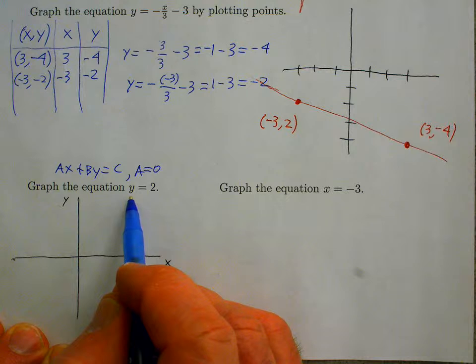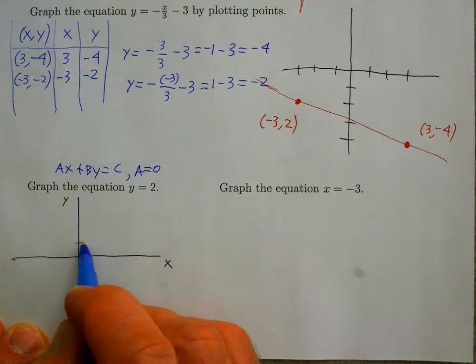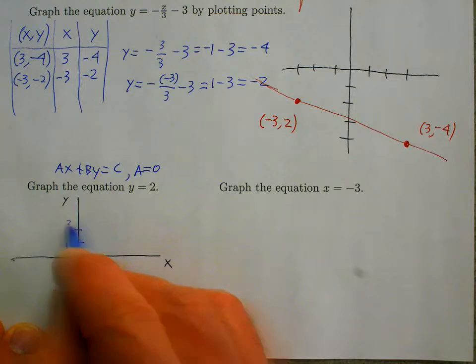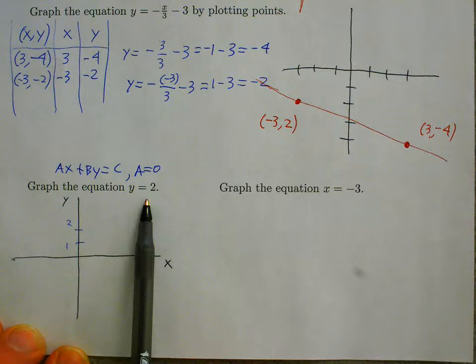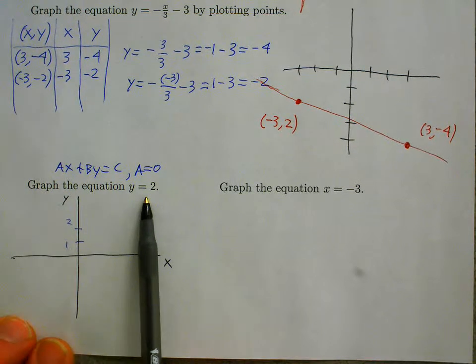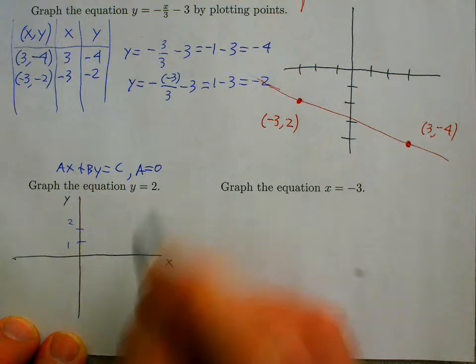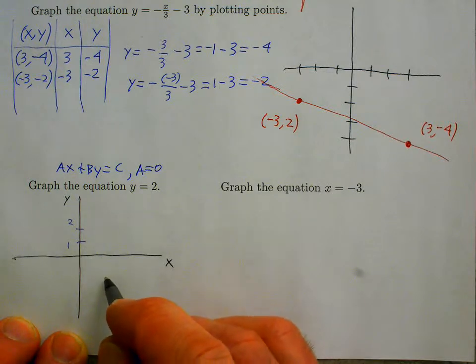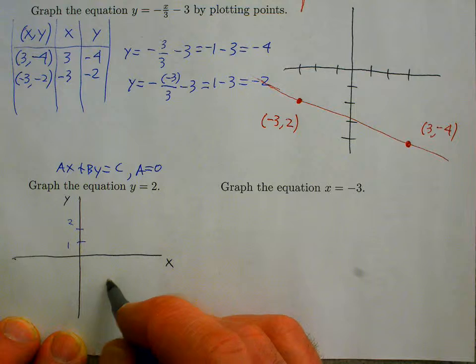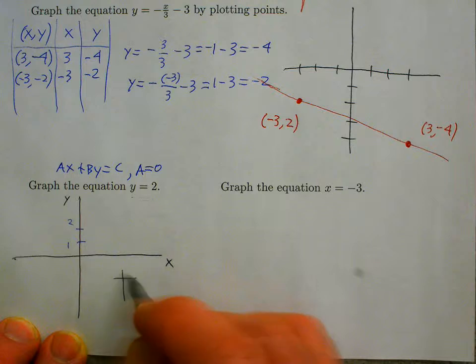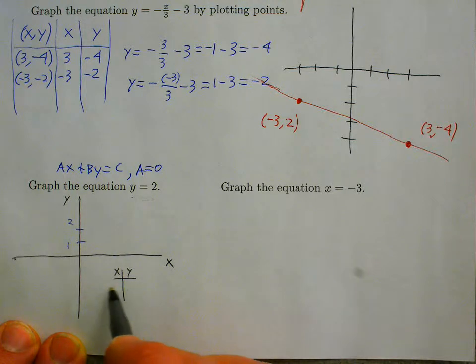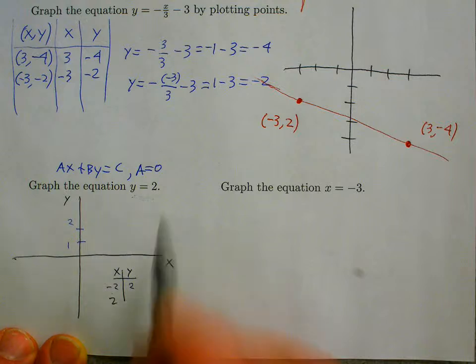The line consists of ordered pairs where each ordered pair has a y-coordinate equal to 2. So x could be anything. As long as the y-coordinate is 2, x can be anything. I'll just pick x to be -2. When x is -2, y is 2. When x is +2, y is 2.